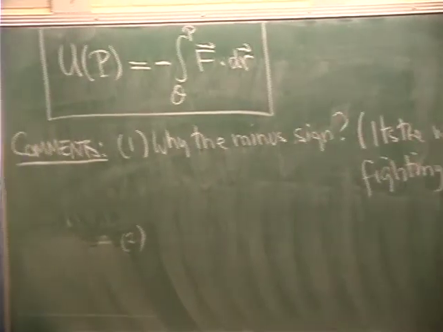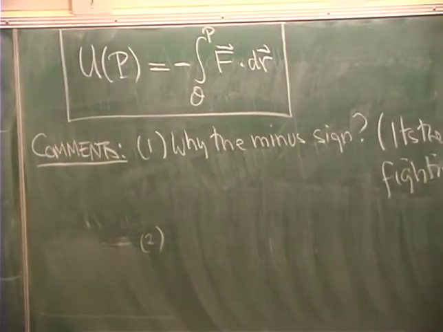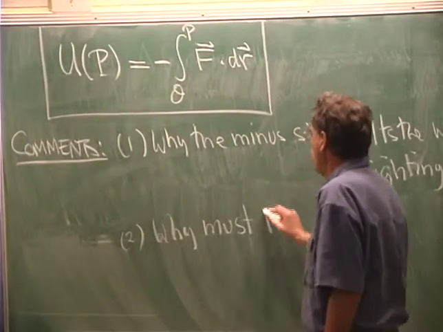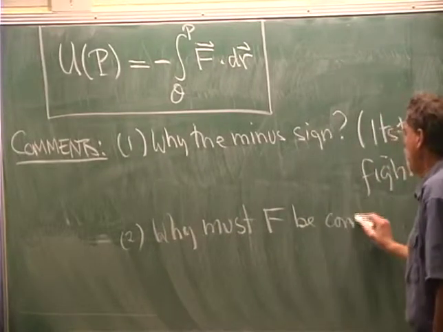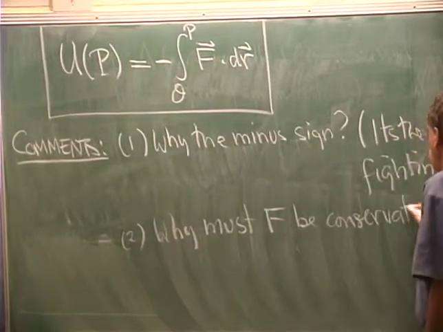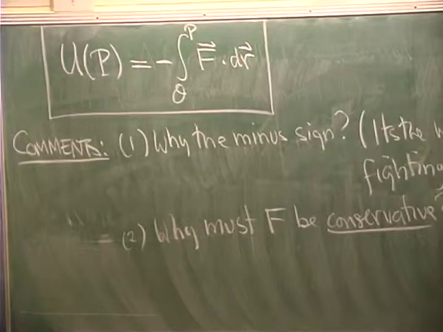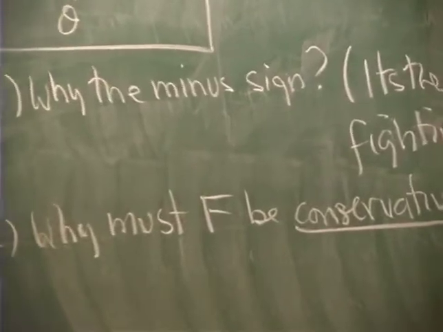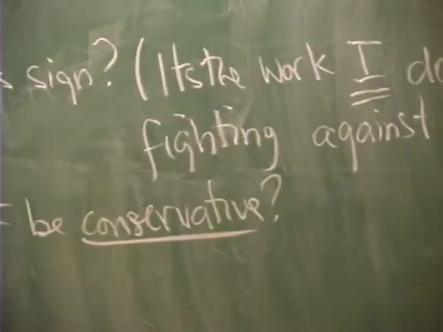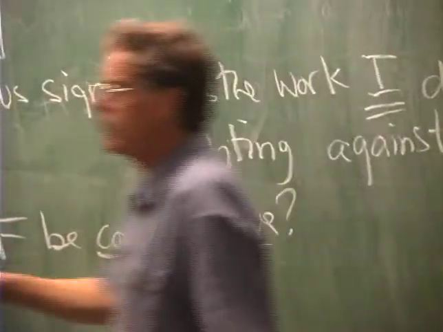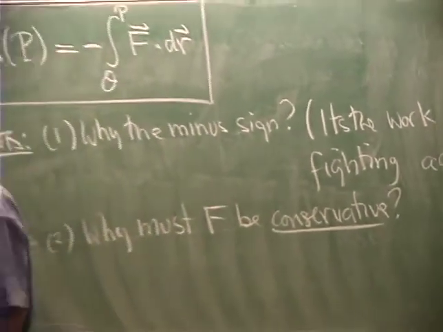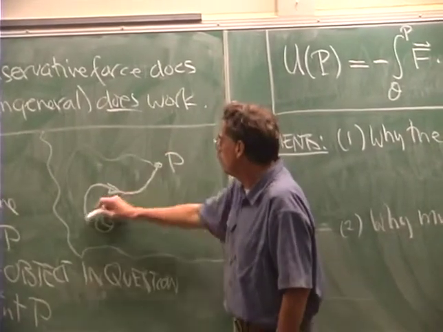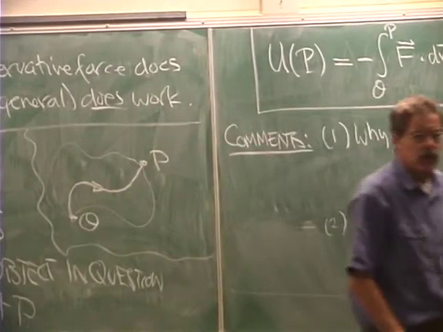Second comment, why did I insist that this has got to be a conservative force? Why must F be a conservative force? Does anybody see? Remember what conservative means. Conservative means that the work done going from any point A up to point B is independent of the path. So somebody else could have taken some different path, they would have got the same answer.